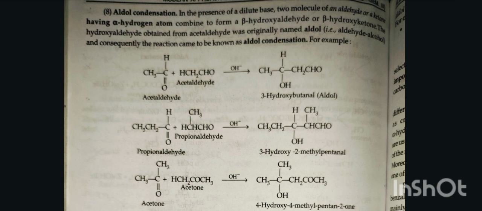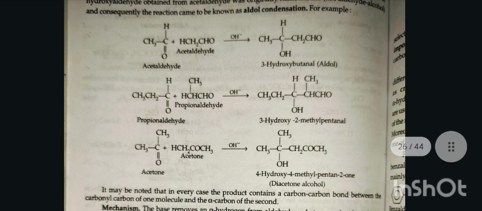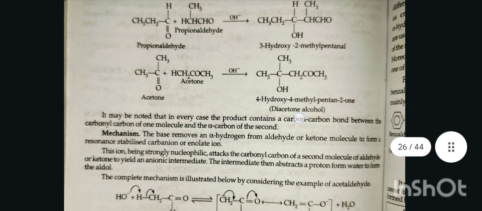Aldol condensation. In the presence of dilute base, 2 moles of an aldehyde or ketone having an alpha hydrogen atom combine to form a beta-hydroxyaldehyde or beta-hydroxyketone. The hydroxyaldehyde obtained was originally named aldol, for aldehyde alcohol, and consequently the reaction came to be known as aldol condensation. For example, acetaldehyde plus acetaldehyde gives 3-hydroxybutanal, aldol.